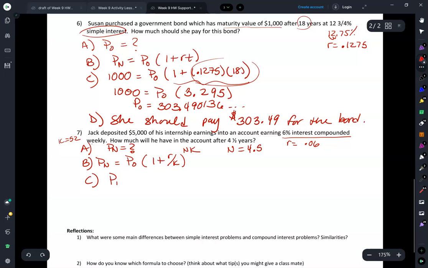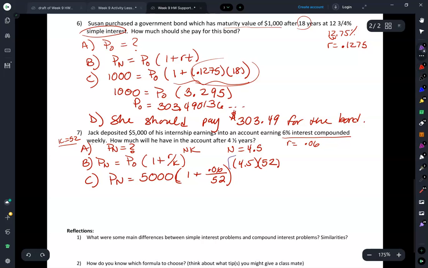Then we're going to plug in our values that we know. So initial deposit was 5,000, times 1 plus 0.06 over K, to the 4.5 times 52. Whoops, that shouldn't be years down there. That should be K. Let me fix that. Sorry about that. A little too fast. So my K is 52 from here, and my N is 4.5.